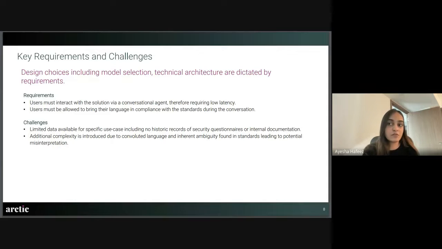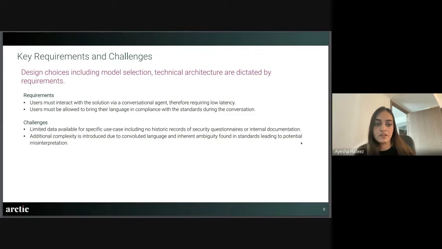Our only starting point was a single sample filled out questionnaire, and that was mainly due to privacy concerns around these questionnaires containing PII data. The other complexity here, as with a lot of legal compliance use cases, is the convoluted language and the ambiguity, which leaves compliance open to interpretation. As I walk you through the technical architecture, I'll walk you through how we address these challenges and fulfill these requirements.